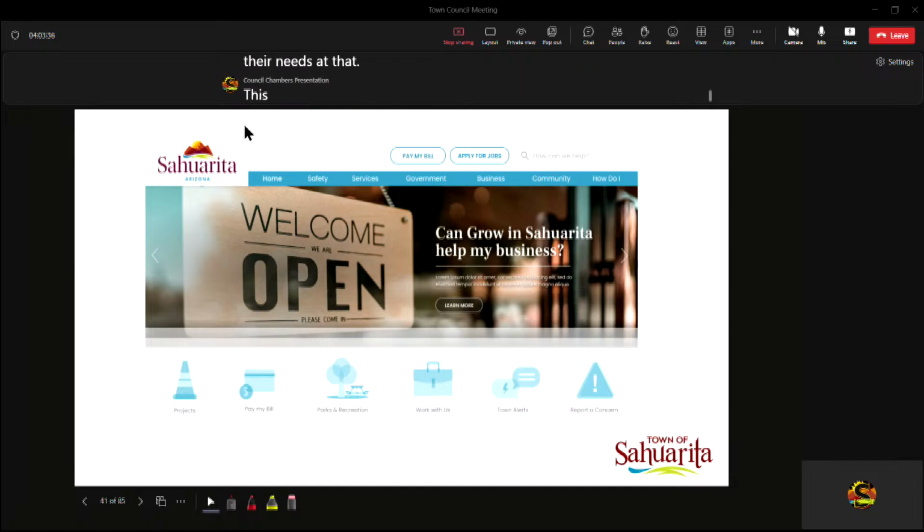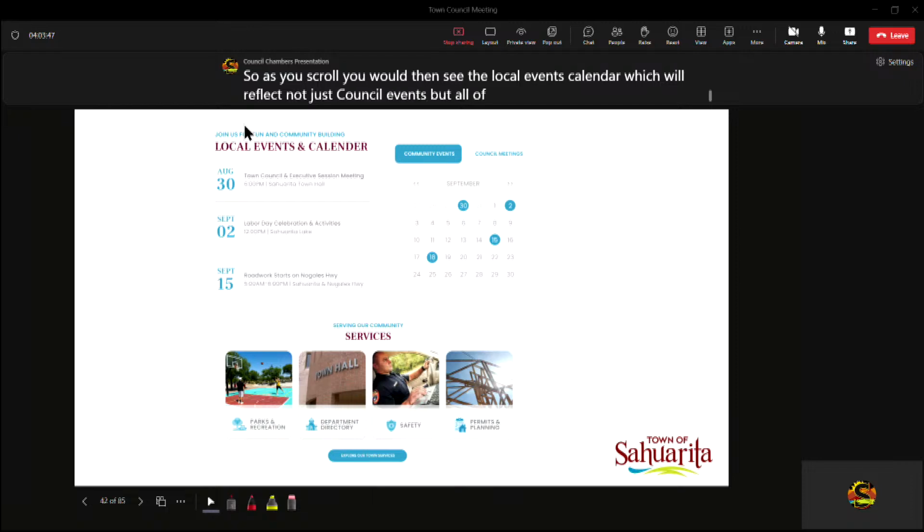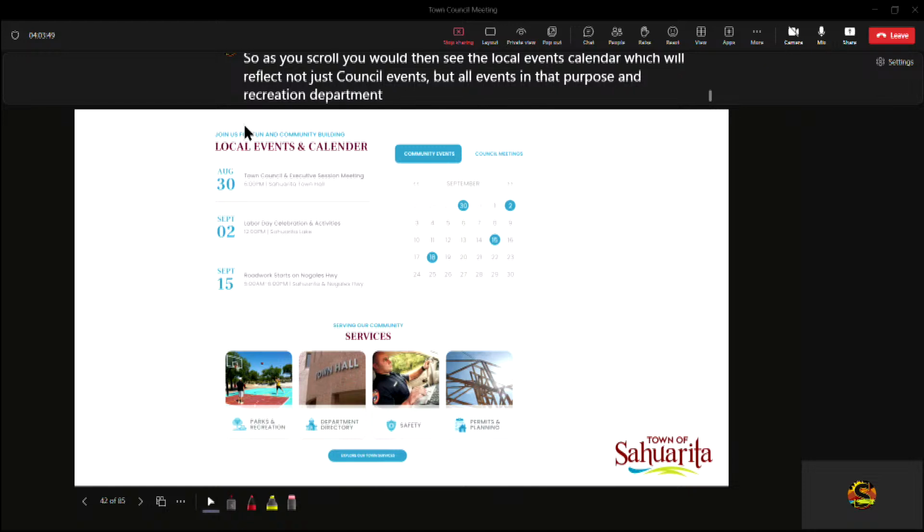This is the next level down. So as you scroll, you would then see the local events calendar, which will reflect not just town council events, but all events in the Parks and Recreation Department and others. And Parks and Recreation has done a fantastic job of curating a community calendar that anyone in Sahuarita, I believe, can contribute to. Is that right, Devin?